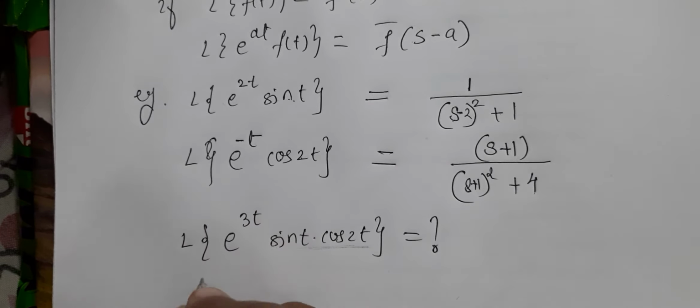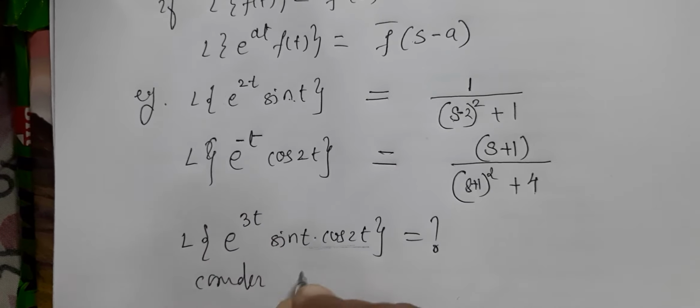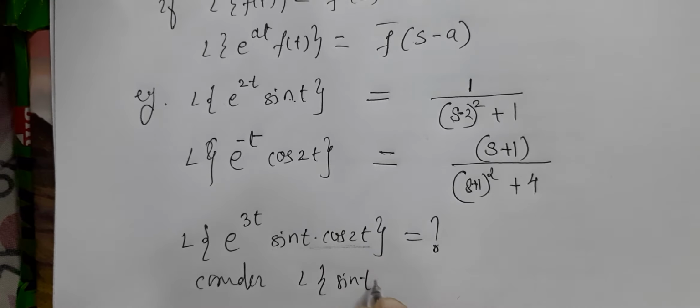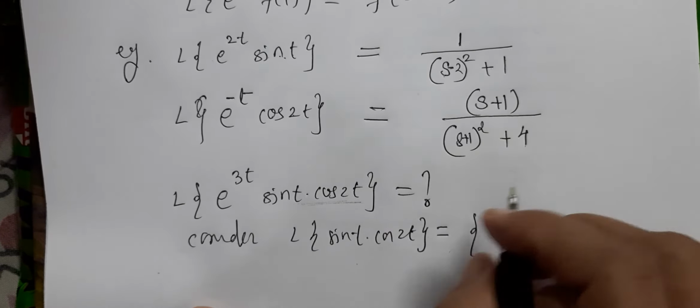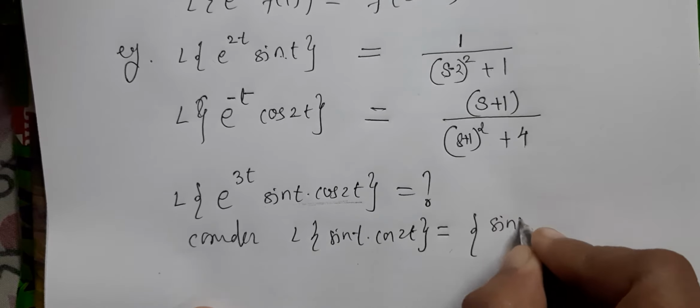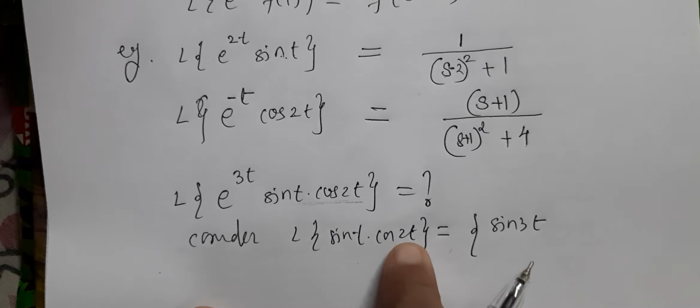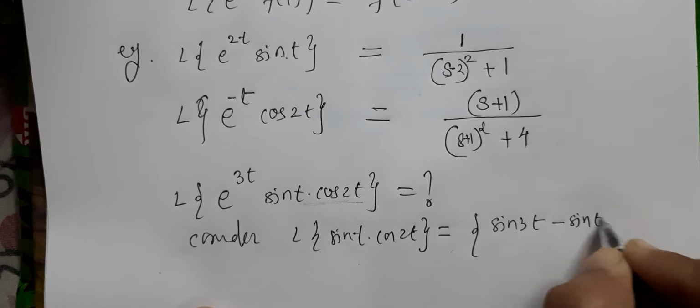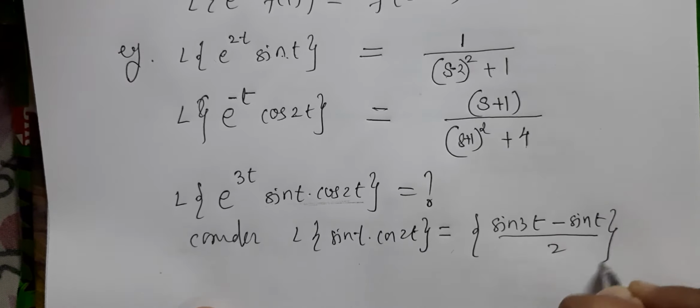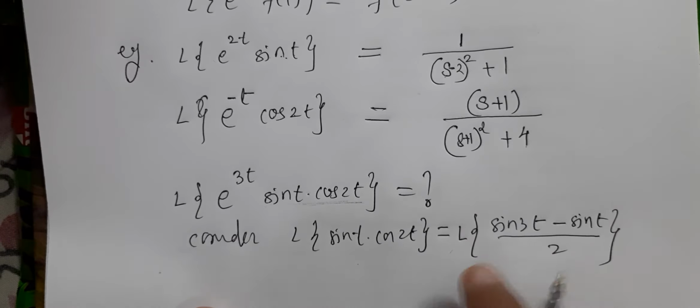So actually I will start with, consider L of sin t into cos 2t. Now just go back to previous lecture. It is sin into cos. We don't know Laplace of product. So we take help of trigonometry. We use the formula 2 sin a cos b, sin of a plus b plus sin of a minus b. T minus 2t is minus t and sin minus t is minus sin t, upon 2, because I have multiplied and divided by 2. So this is the L of this.